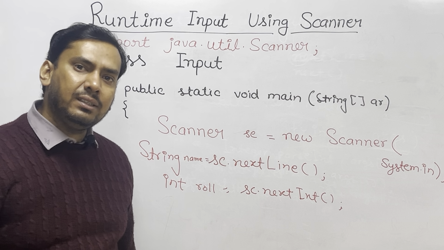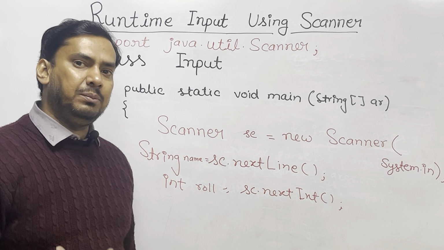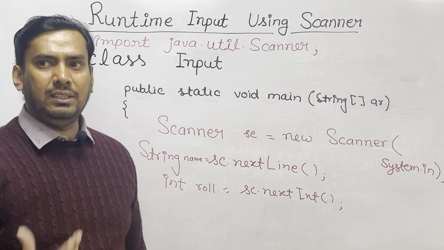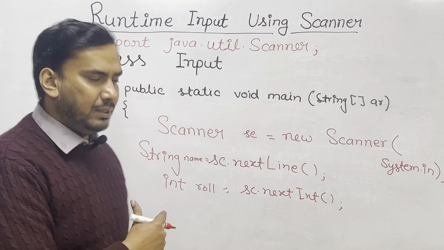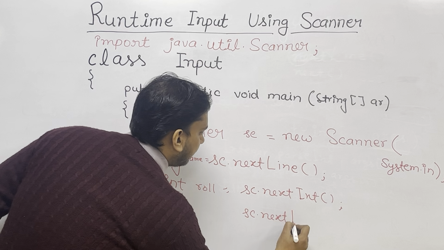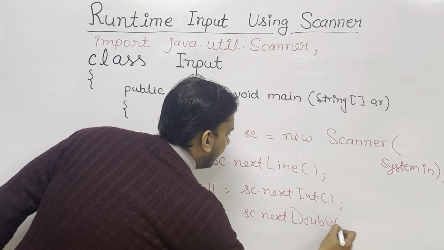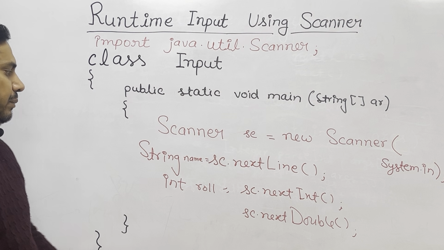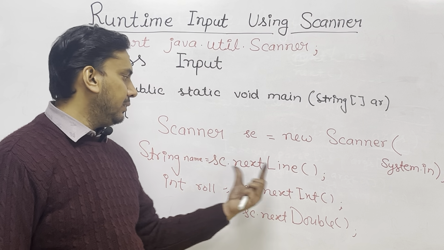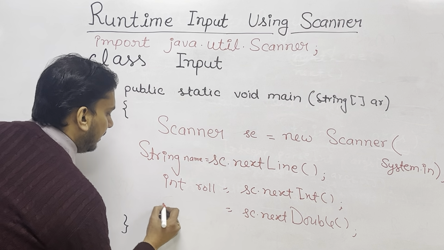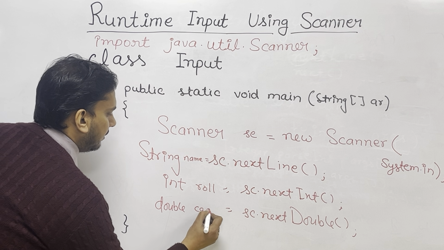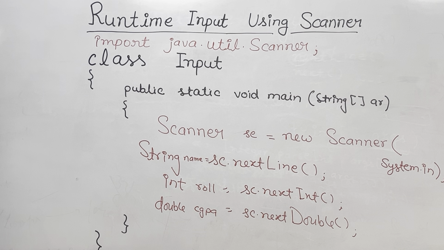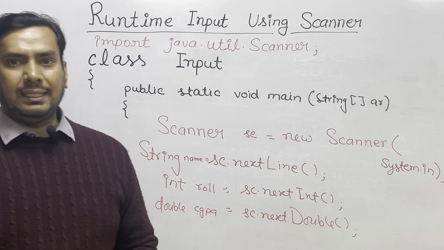After that, I want to read a CGPA. CGPA is a floating point value. Generally, a floating point value should be stored in a double type variable. So, I will use here sc dot nextDouble. All these methods are written in camel case: every word's first letter is capital except the first word. So, this will be stored in a double type variable. This is how you can read the inputs using the Scanner class.